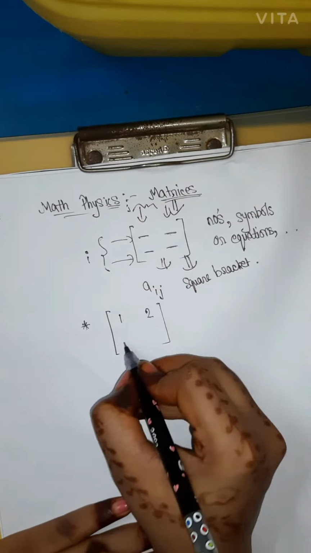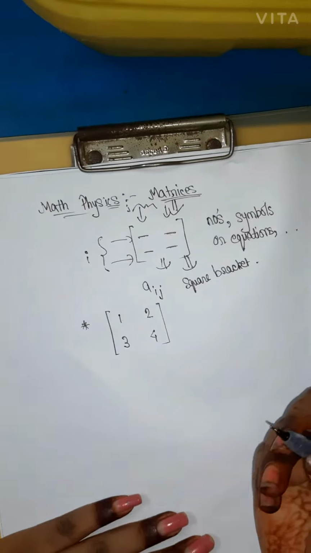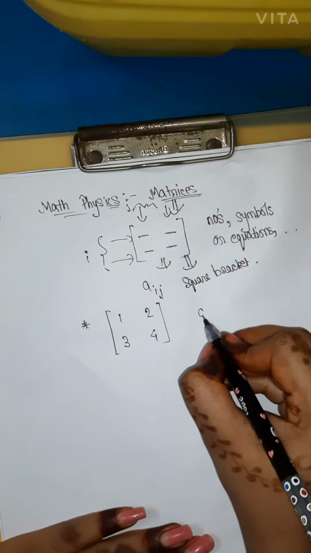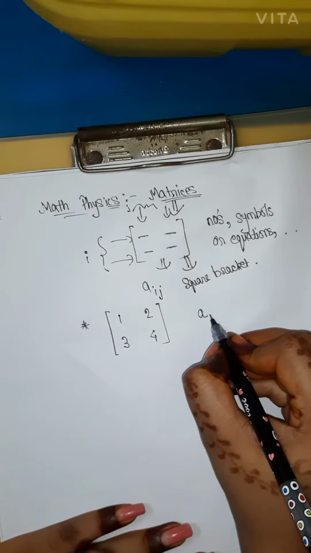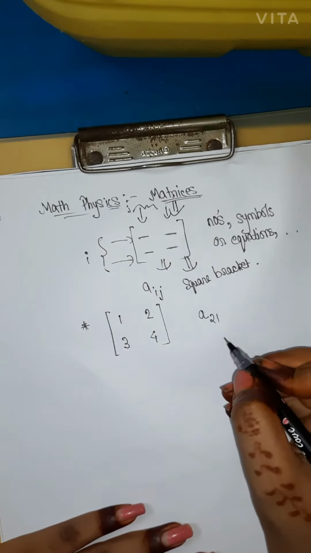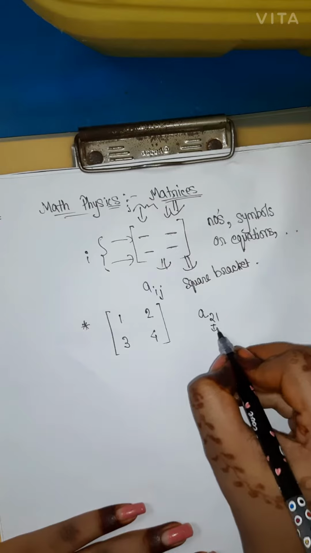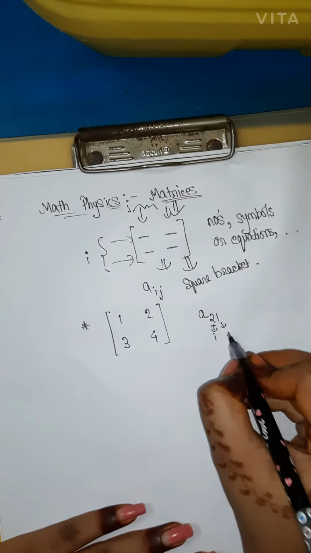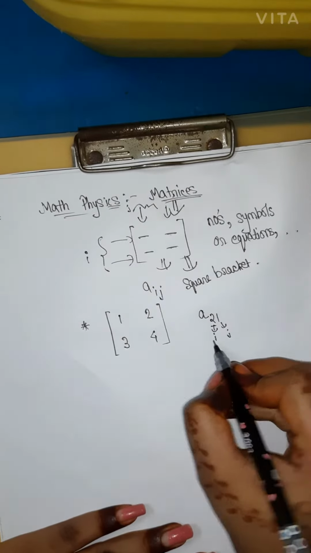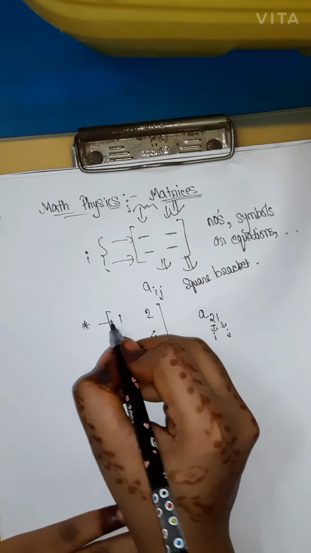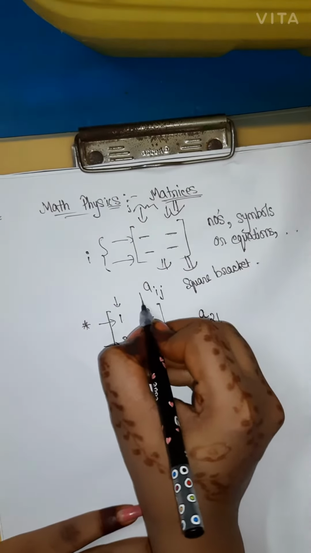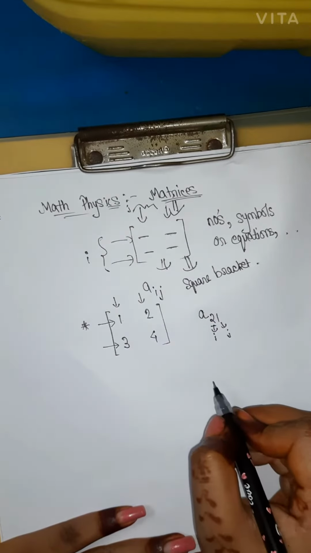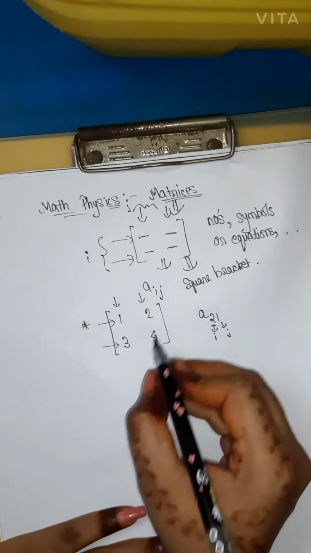So now let us write a certain matrix for a clear understanding. Let it be 1, 2, 3, 4. So if I say give me the element A21, what will that be? 2 means index i, 1 means index j, and for i we know we have to go row wise, and for column we have j, means for j we have to go column wise.